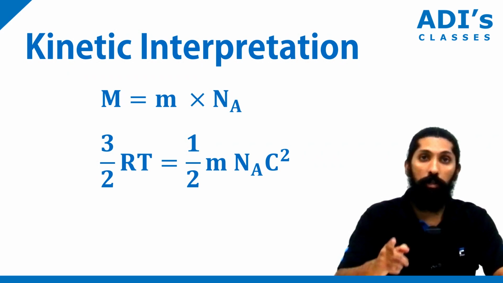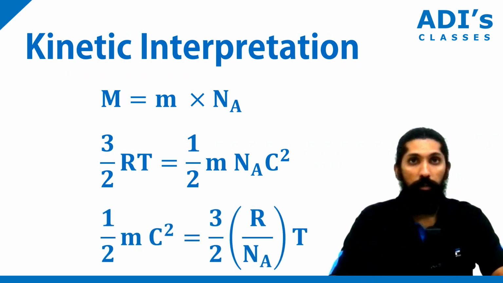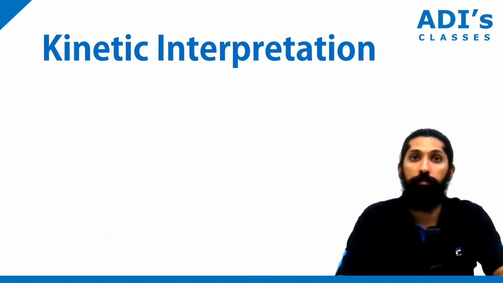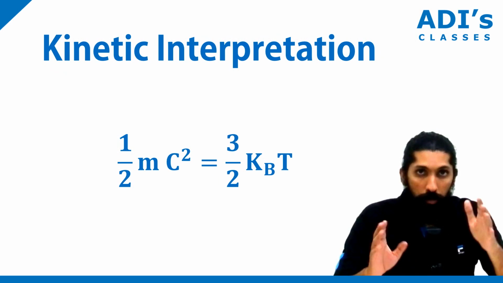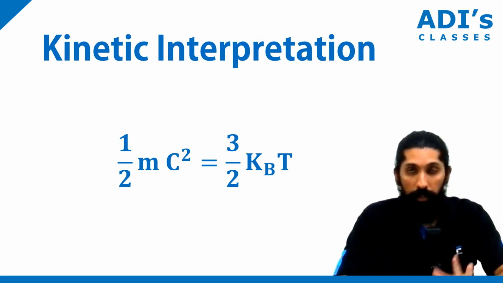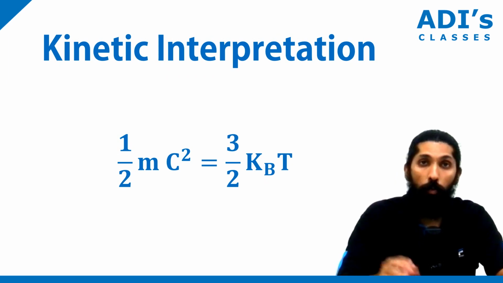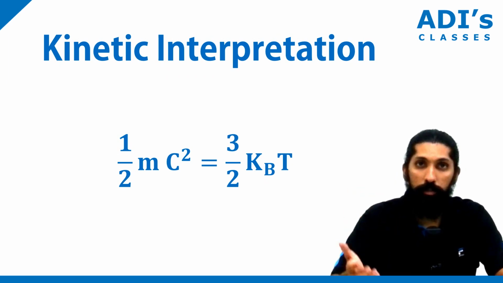Now R by Na is what? That's the Boltzmann constant, right? Now you get half mC square is equal to 3 by 2 into kB into T. The same thing we can write in terms of the Boltzmann constant. So these two formulas, they represent the kinetic interpretation of the temperature. So how does actually temperature change the kinetic energy?